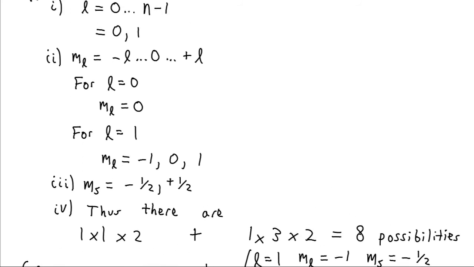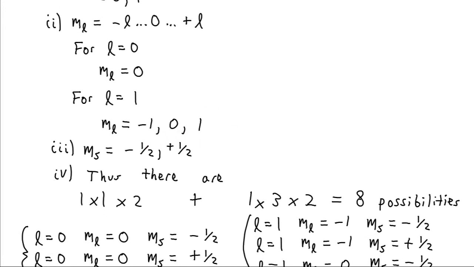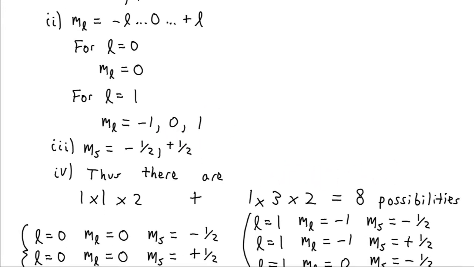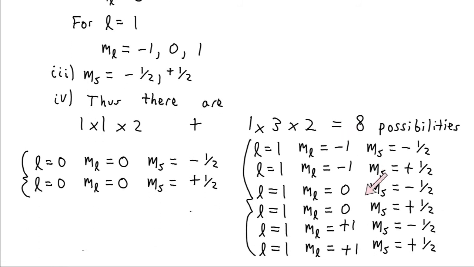And then for L equals 1, where we have 3 m sub L values, and again 2 m sub S values, there would be 1 times 3 times 2 is equal to 6 possibilities. And here's a listing of all those possibilities, where we have m sub L equal to minus 1, m sub L equal to 0, m sub L equal to plus 1, and then the different spin configurations for our electron.